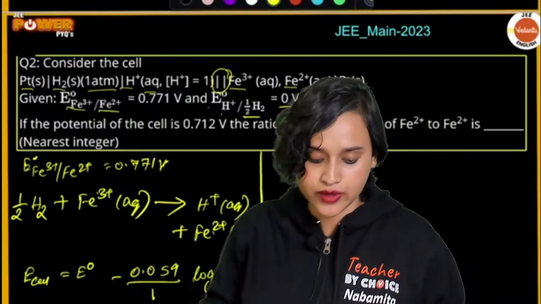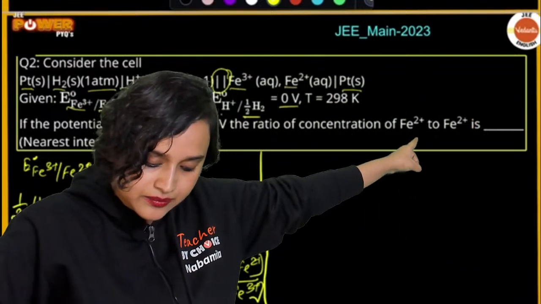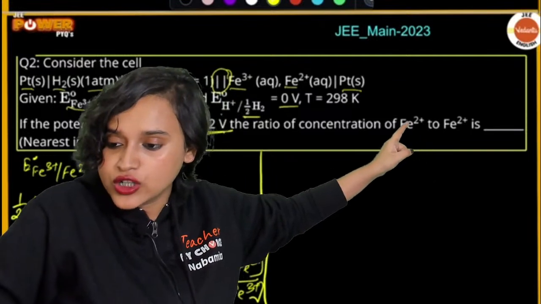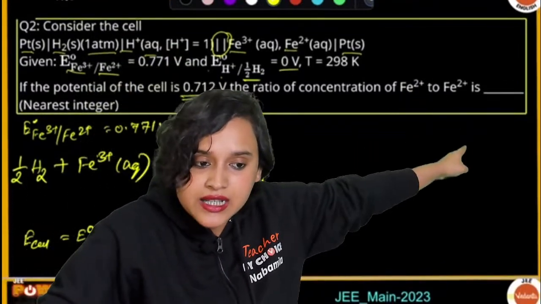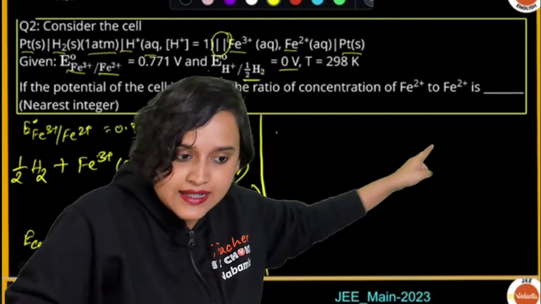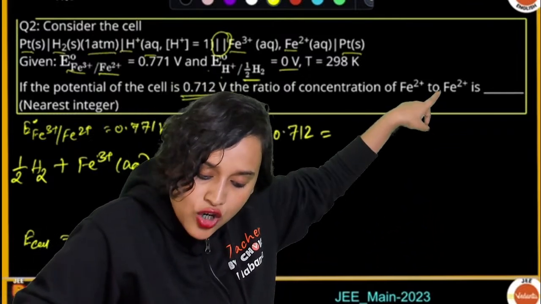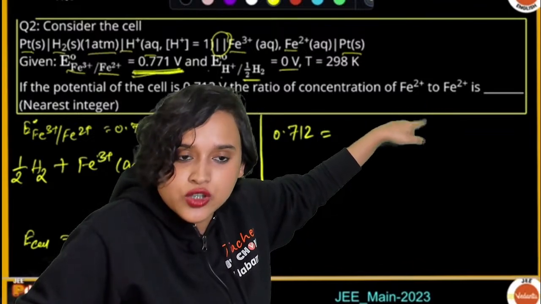Now further, let's solve it. What is given to you? Your E cell is given to you, isn't it? The potential of the cell is 0.712 volt. That means you are going to write it as 0.712 is equal to, now, E naught cell is also given, E naught is 0.771 volt.